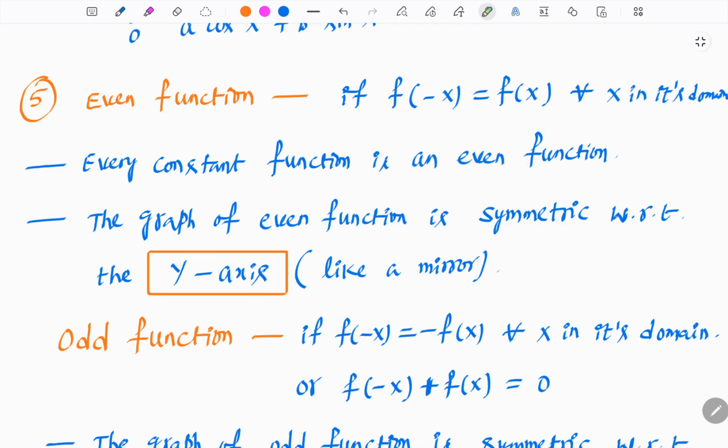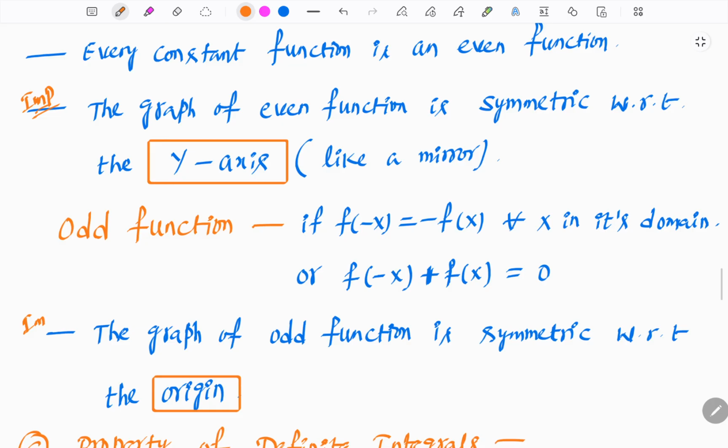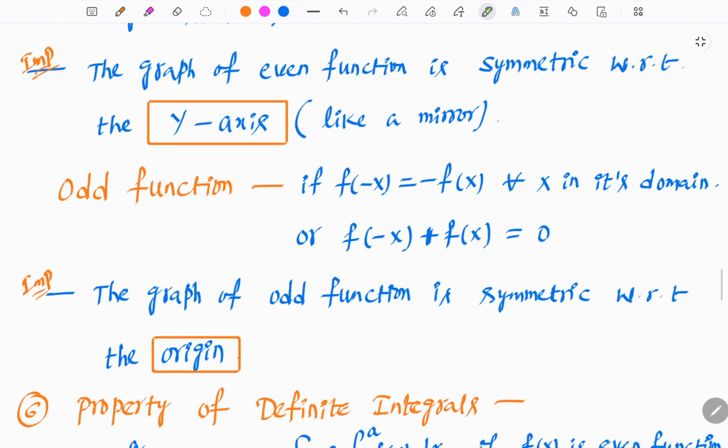And also very very important, we can expect one of the bits either here or here. What is important here: the graph of an even function is symmetric about the y-axis. Keep in mind students, the y-axis acts like a mirror. Many students make mistakes in this question. Next, coming to the odd function, observe, if I take minus on this side, then we will get plus, both are the same. Don't confuse. Clear?